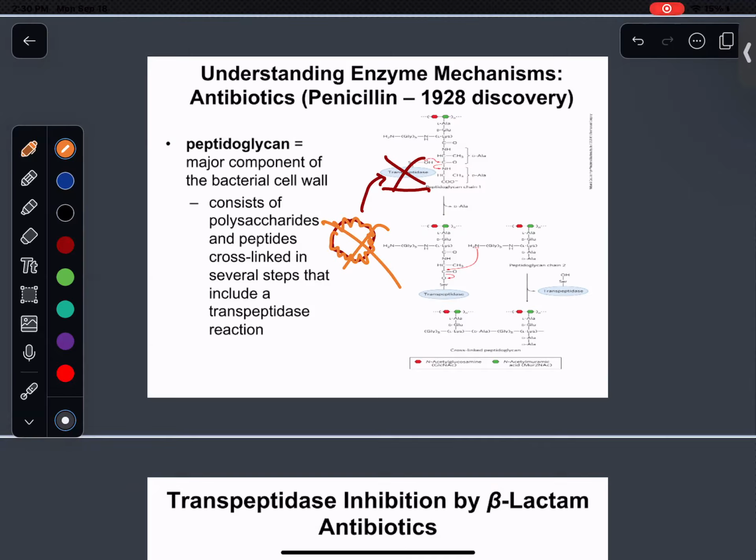I know someone asked specifically about the beta-lactam. This is really just reiterating what we just said. Beta-lactam, actually, that's in the next slide. I'll get into it in a second. There we go.